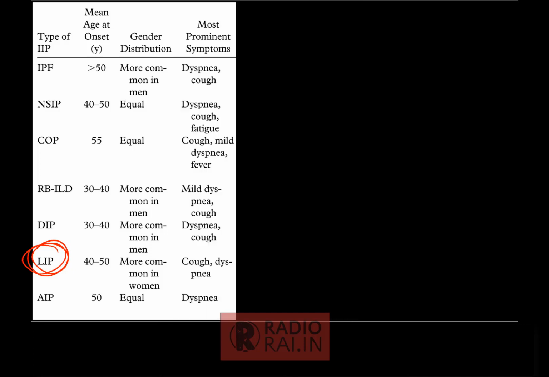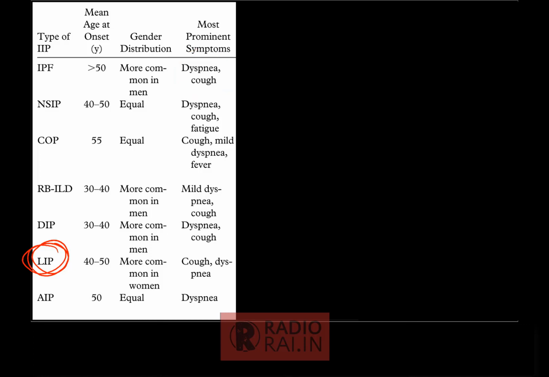Now if you see the presence in male and female, lymphocytic interstitial pneumonia is the only one which is present in females. The rest are more commonly seen in males, or equally seen in males and females. But lymphocytic interstitial pneumonia is the one most commonly seen in females. Now if you see in this image, all the patients present with dyspnea, cough, and fatigue. These are the common symptoms with which patients present.